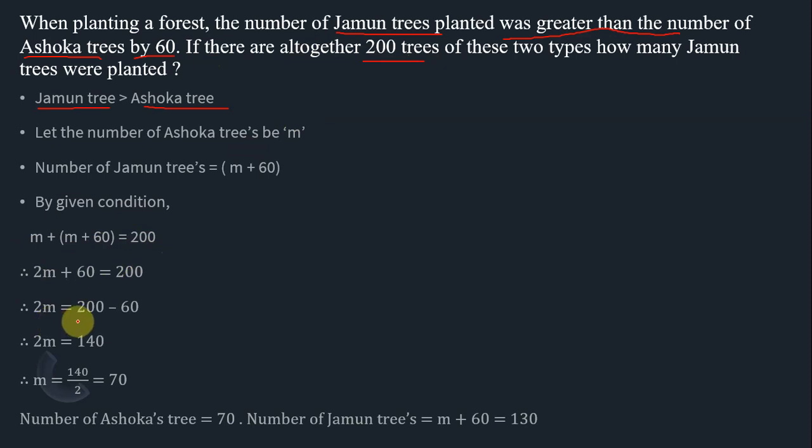2m is equal to 200 minus 60. 2m is equal to 140. So m you are going to get as 140 upon 2, that is 70. Number of Ashoka trees is 70, and the number of jamun trees is 60 more than that, so that is going to become 130. Okay.